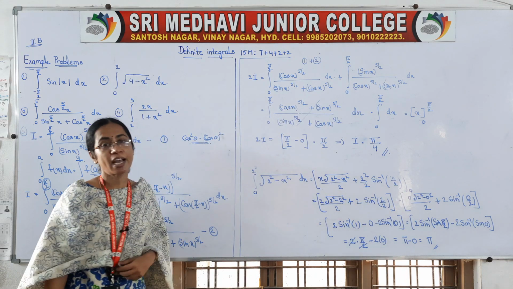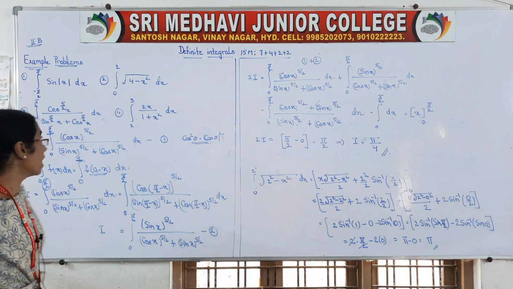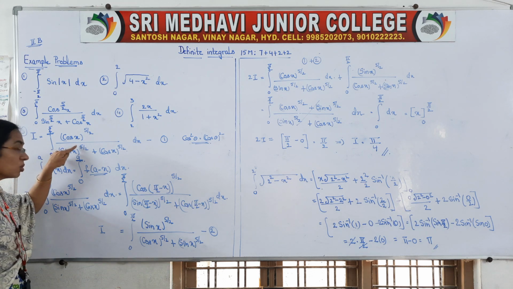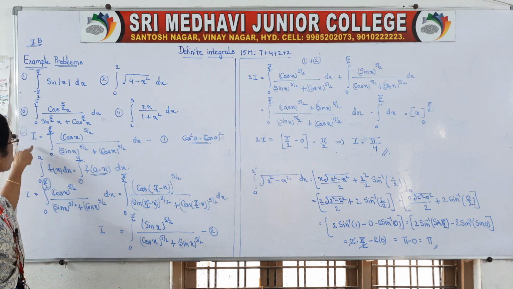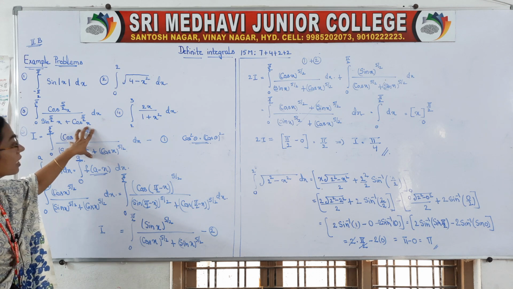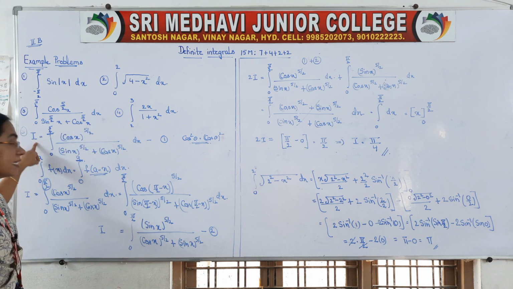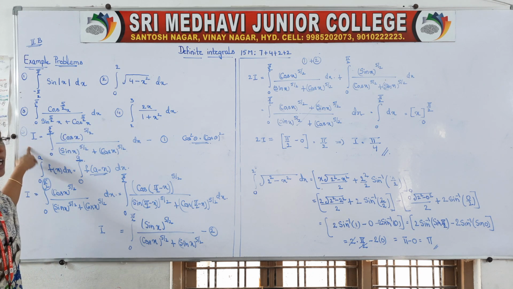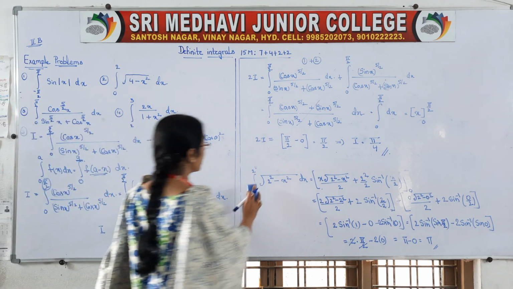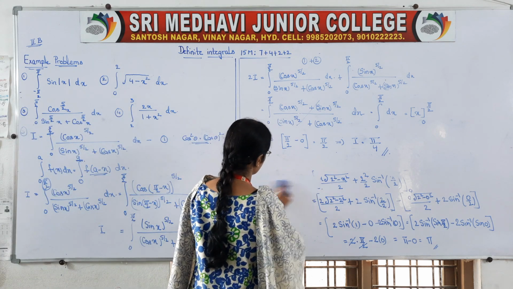Be careful. We want I value. Why I value? We have taken this is equal to I. So at the end we have to get this value. What is this? This is I. So we have to get I value. Okay. Now come to the fourth question.